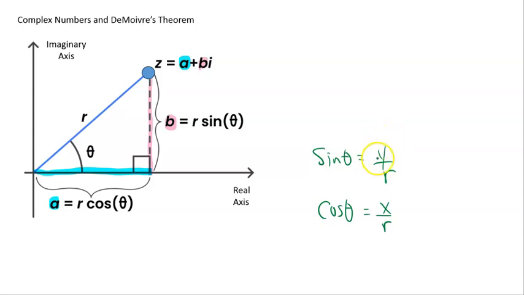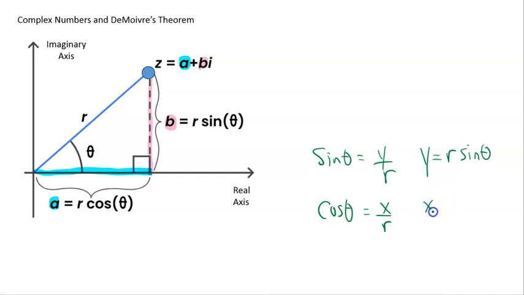Now, if I solve this for y, I would have to multiply both sides by r, and I get y is equal to r sine of theta. You probably recognize that also from polar coordinates, which you likely just completed. If you're changing from rectangular equations to polar equations, you would need that same formula.